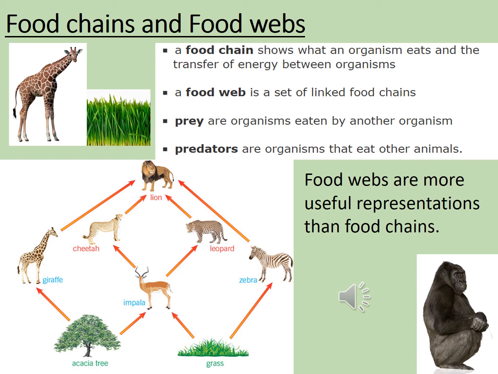So, food chains and food webs. A food chain shows how the organism eats and transfers energy. A food web is a set of linked food chains. Ultimately, the sun gives its energy to the plant, the producer. The producer is then able to make its own food, its own glucose store. An animal will then come along. That will be the primary consumer.